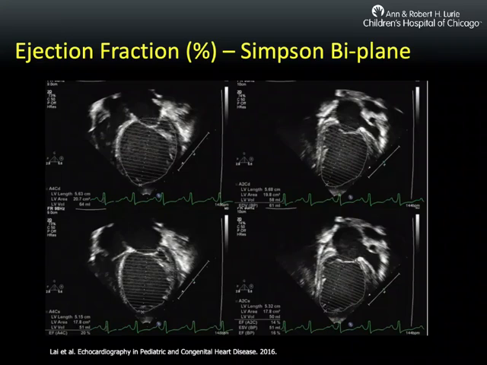So here is an example of actually calculating out the Simpson biplane. What you're doing again is measuring in end diastole and then also in end systole, measuring the outline of that left ventricle and then creating the summation of those discs.